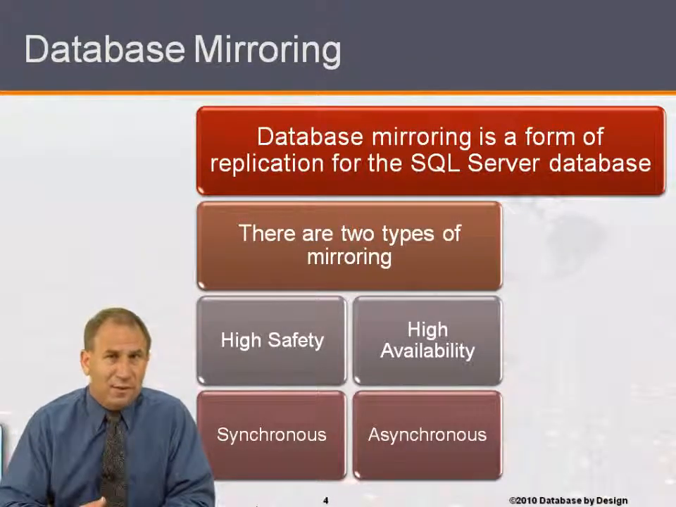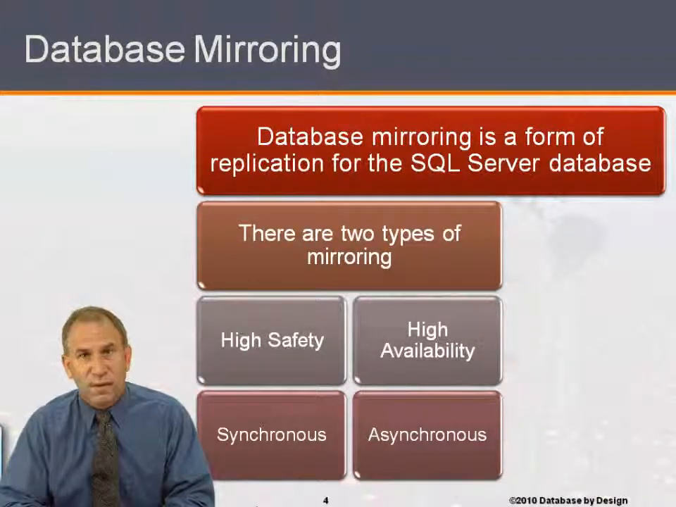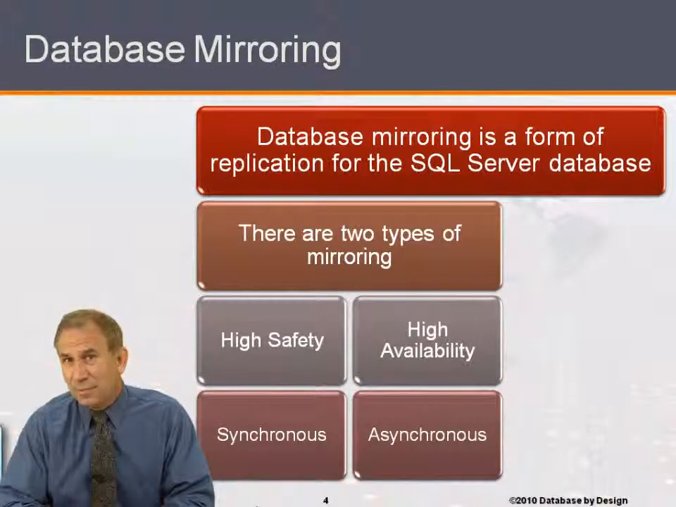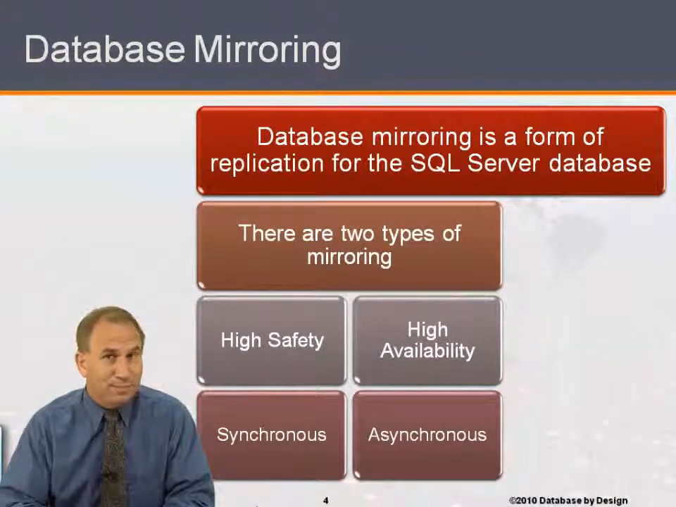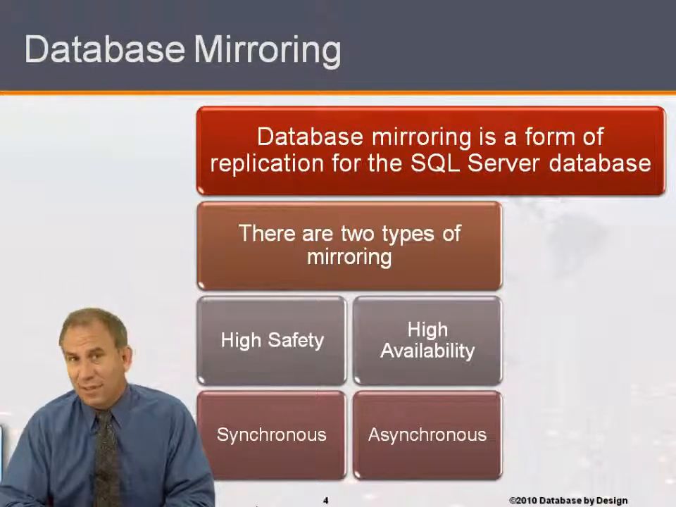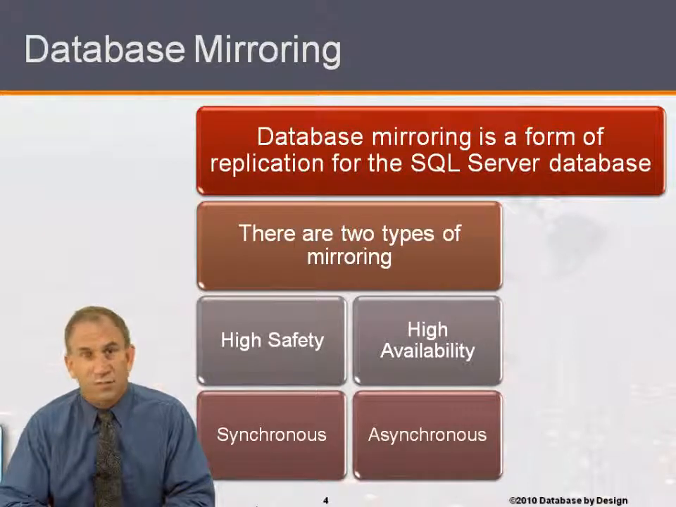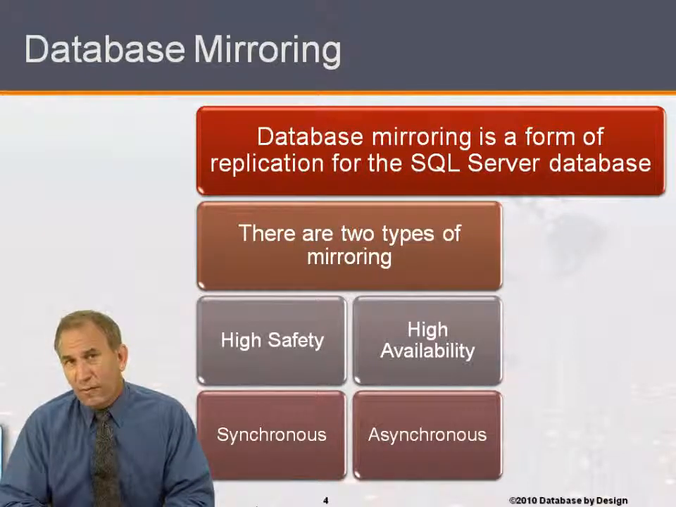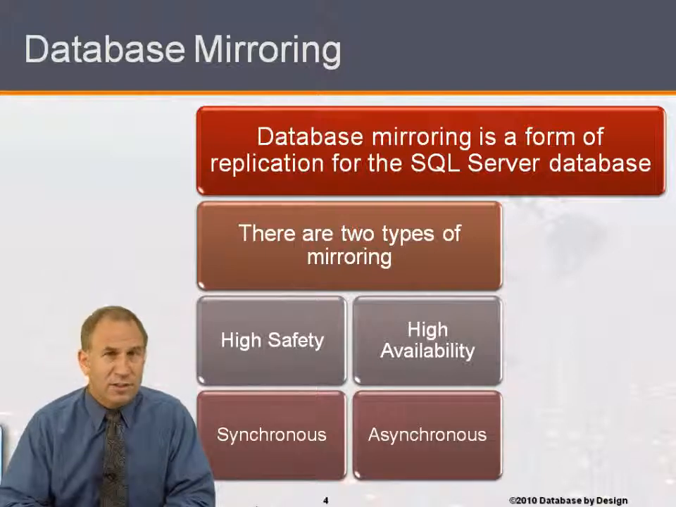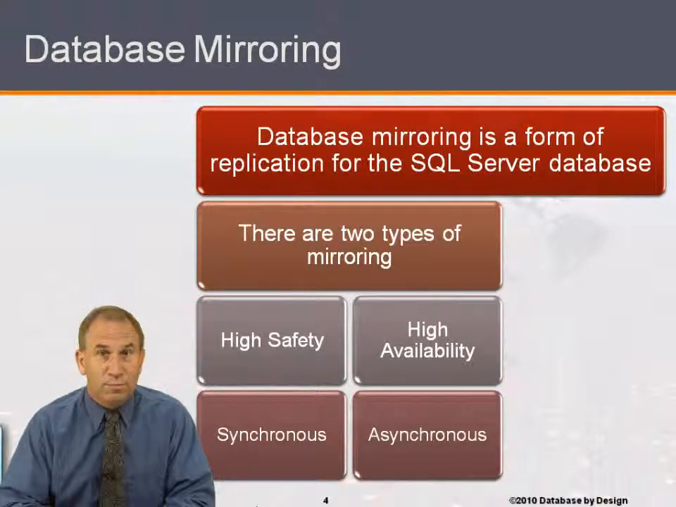If we look at the two types, we have high safety. High safety is dealing with synchronous writing. When we talk about high safety component of database mirroring, what we mean is that we will write to the primary and the secondary, and we will not end the transaction until we have successfully written to both locations. So if we have a database in one location and our mirror database in another location, until the transaction has successfully written to both locations, the transaction is not complete.